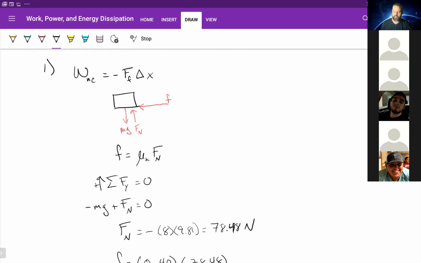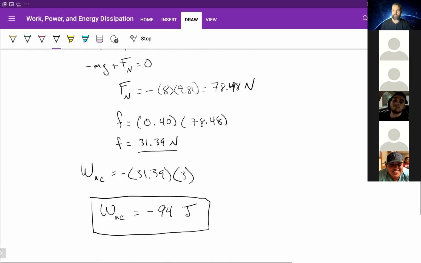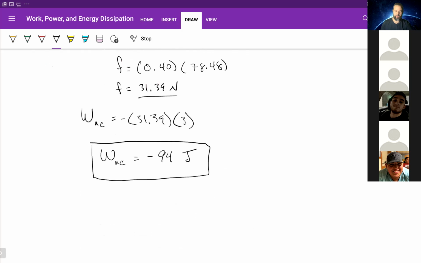Right, so I'm just taking things that I already know. I already know how to do a free body diagram. I already know how to do some of the forces. We've done that in one direction. So I can figure out my friction, plug that back into my equation, and I've got work. All right, cool.